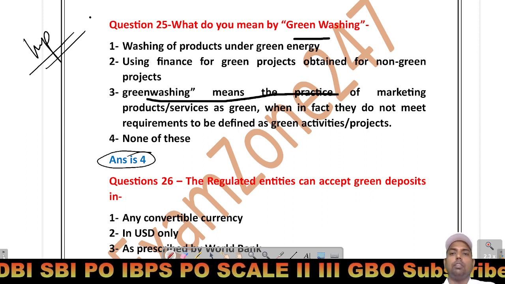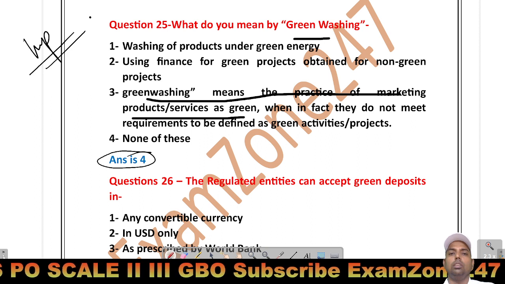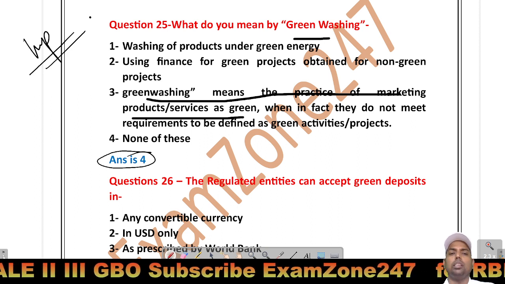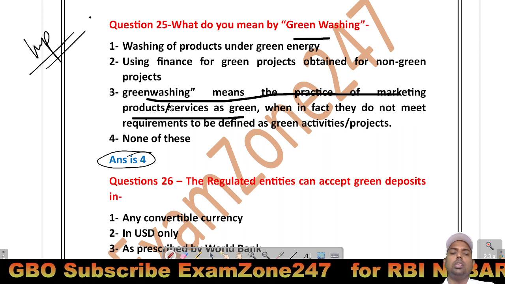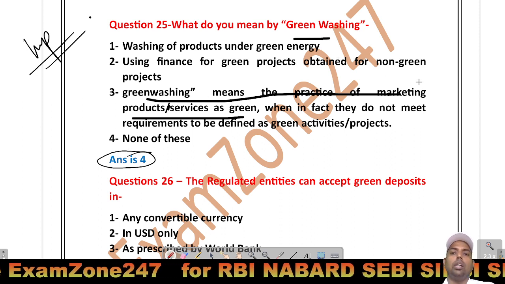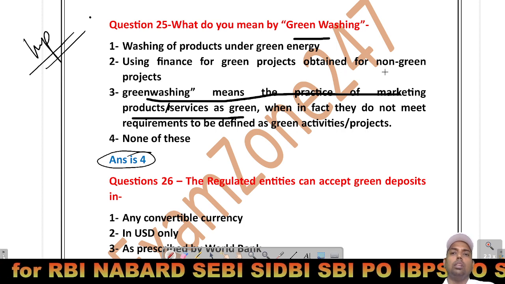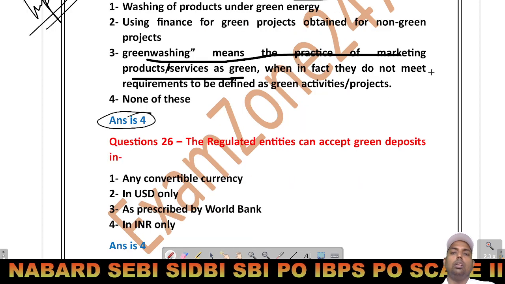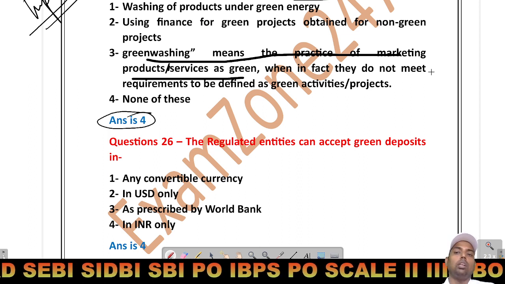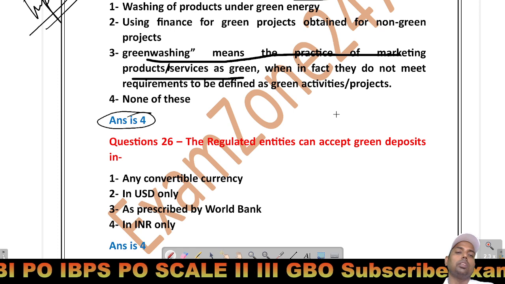Greenwashing means the practice of marketing products or services as green. No, not the practice of marketing the products. This is collecting the funds as green projects, but it is not used for green projects, or they may siphon it for different things.